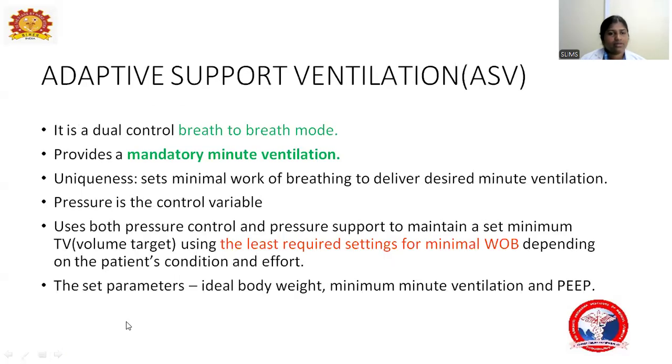So the next mode is adaptive support ventilation. It is a dual control breath to breath mode. It provides a mandatory minute ventilation. Its uniqueness is that it sets the minimal work of breathing to deliver the desired minute ventilation. Pressure is the control value in adaptive support ventilation, that is ASV. It uses both pressure control and pressure support to maintain a set minimal tidal volume, using the least required settings for minimal work of breathing depending on the patient's condition and effort. The set parameters are ideal body weight, minimum minute ventilation, and PEEP.